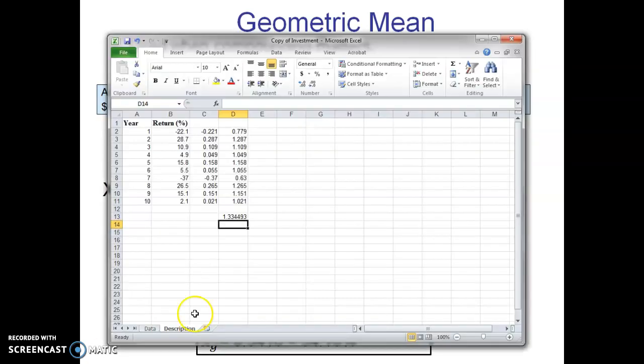And the number of intervals that I have is 10, right? Because I've got 10 periods here that I'm seeing changes in returns. So I'm going to take this number equals this number, and I'm going to take it to the exponent of 1 over 10, which is 0.10. And I get this, 1.029.